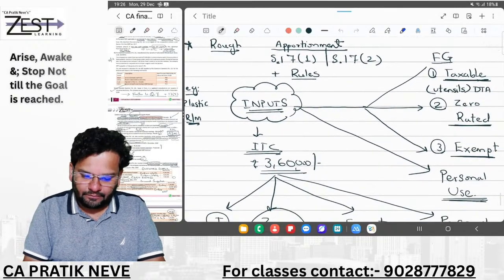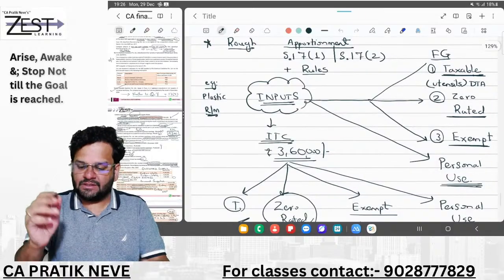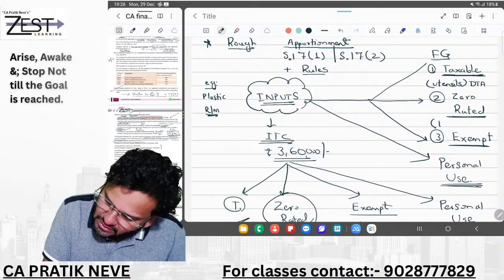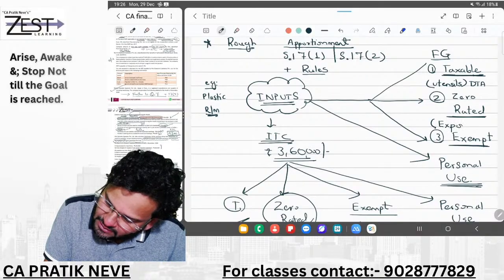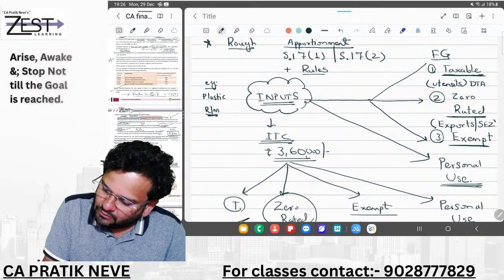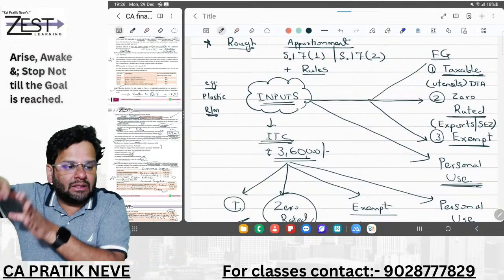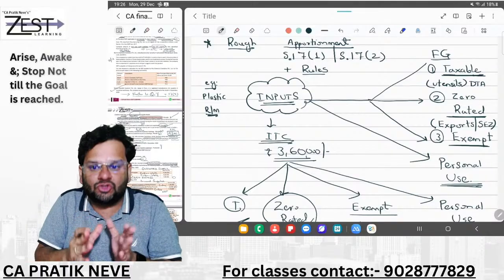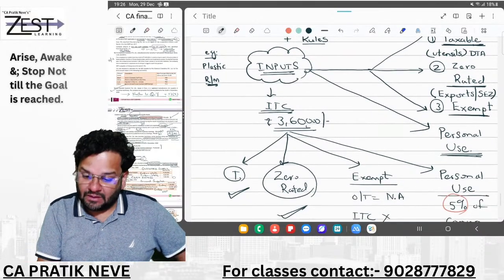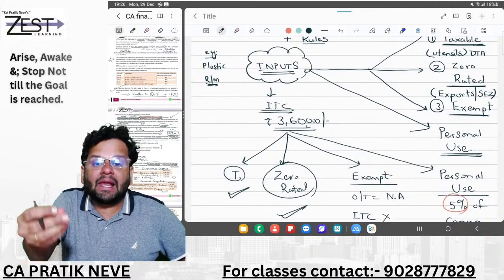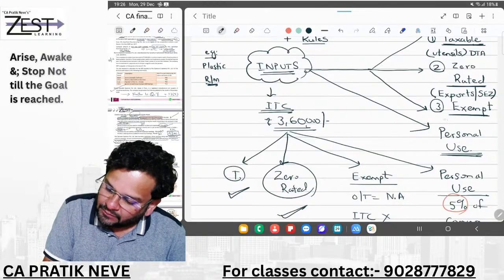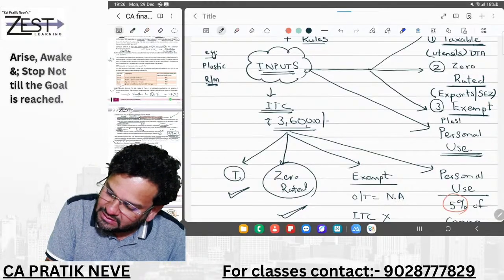Then friends, there is a zero rated supply also. Zero rated supply means it is exports or supply to a unit in special economic zone. Okay, and lastly, suppose there is a supply of plastic bangles. Example, these plastic bangles are exempt.